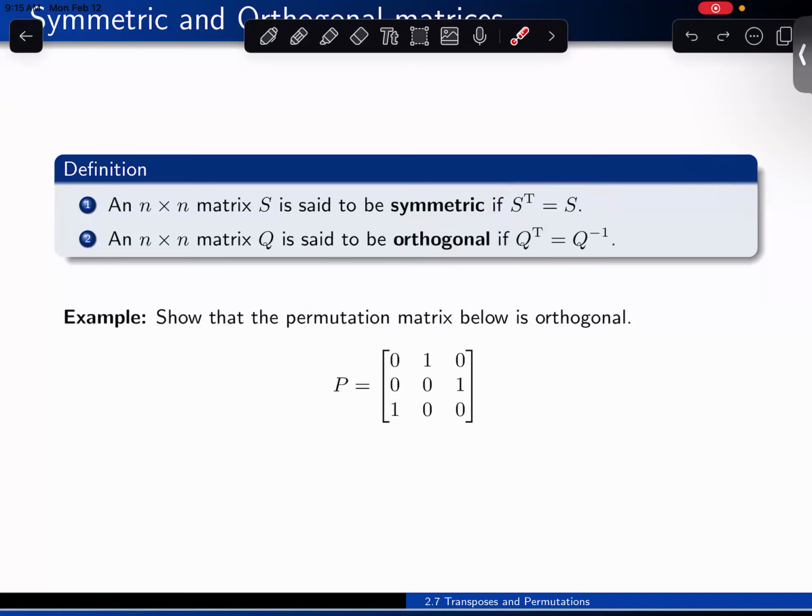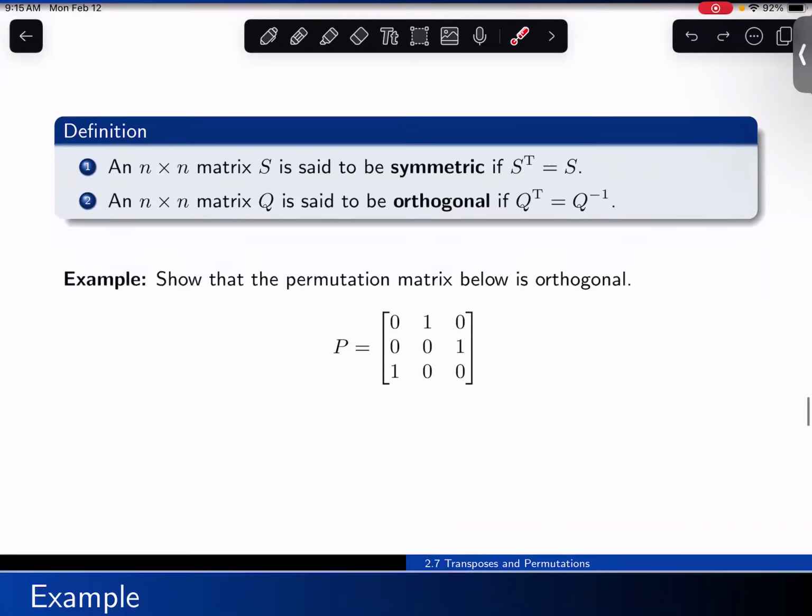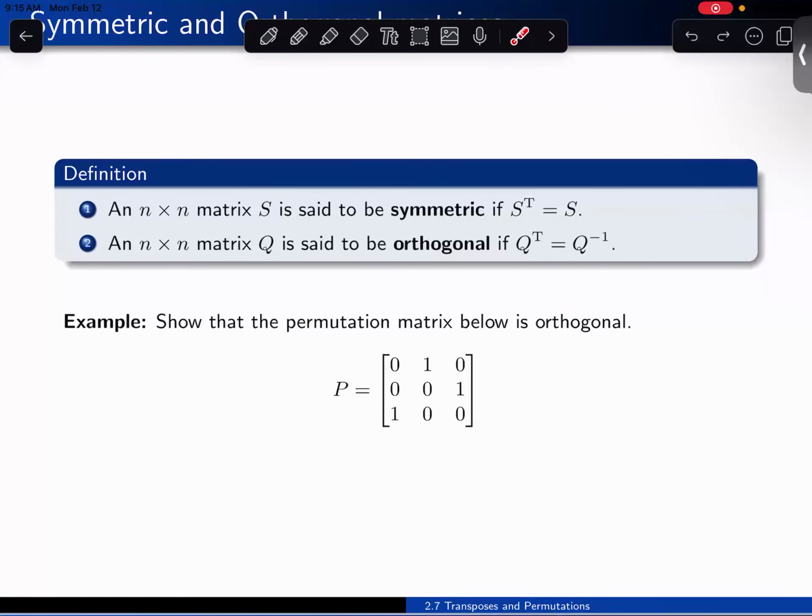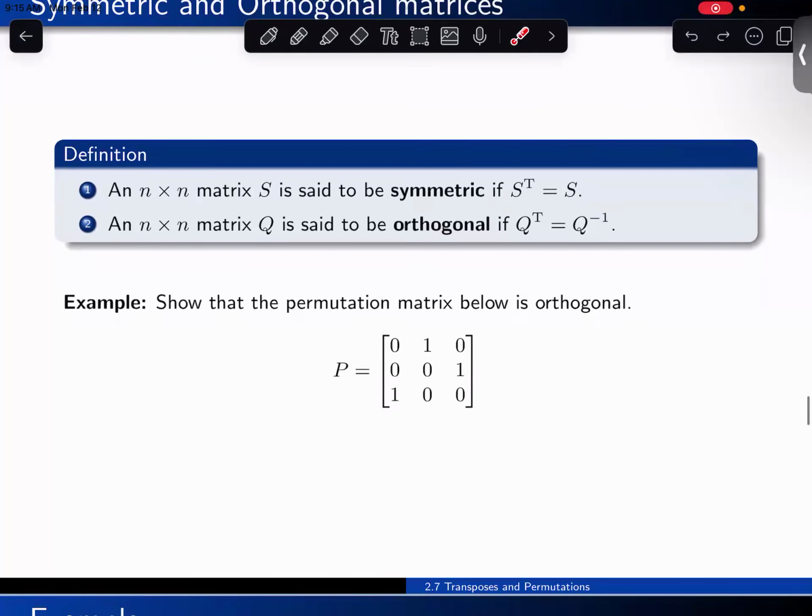And then we also have another definition involving the transpose. A matrix Q is said to be orthogonal if the transpose of Q is its inverse. So these are special matrices where if you transpose them, you get their inverse back. An important class of orthogonal matrices are permutation matrices, which we've seen in the past. Those are matrices where you just switch the order of the rows of the identity matrix. We'll prove later today that permutation matrices are always orthogonal. But first, we'll just look at an example.